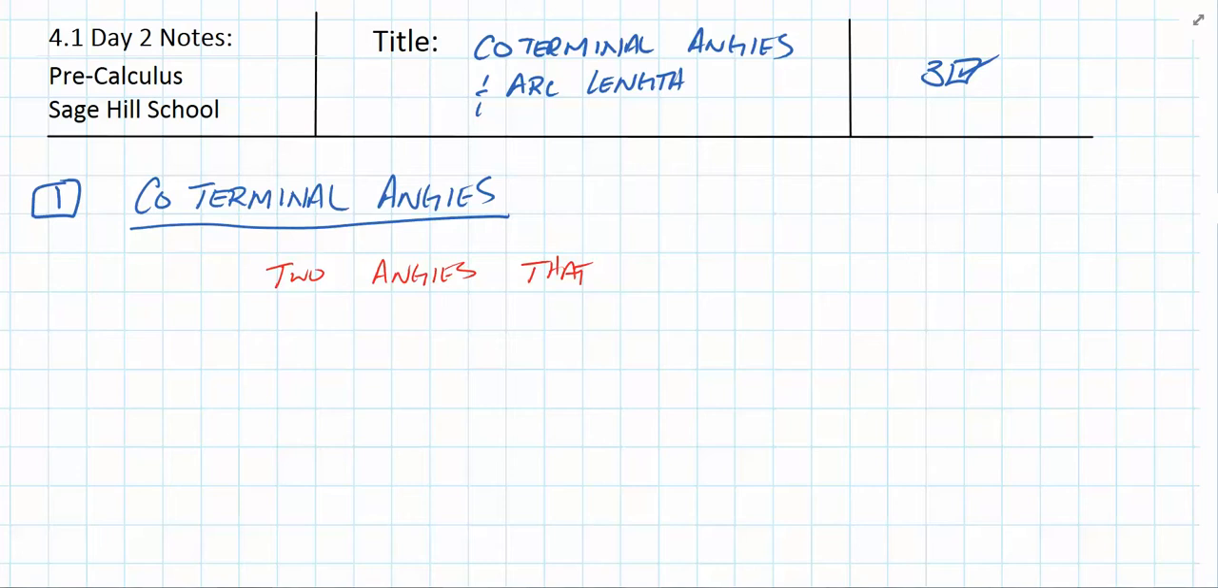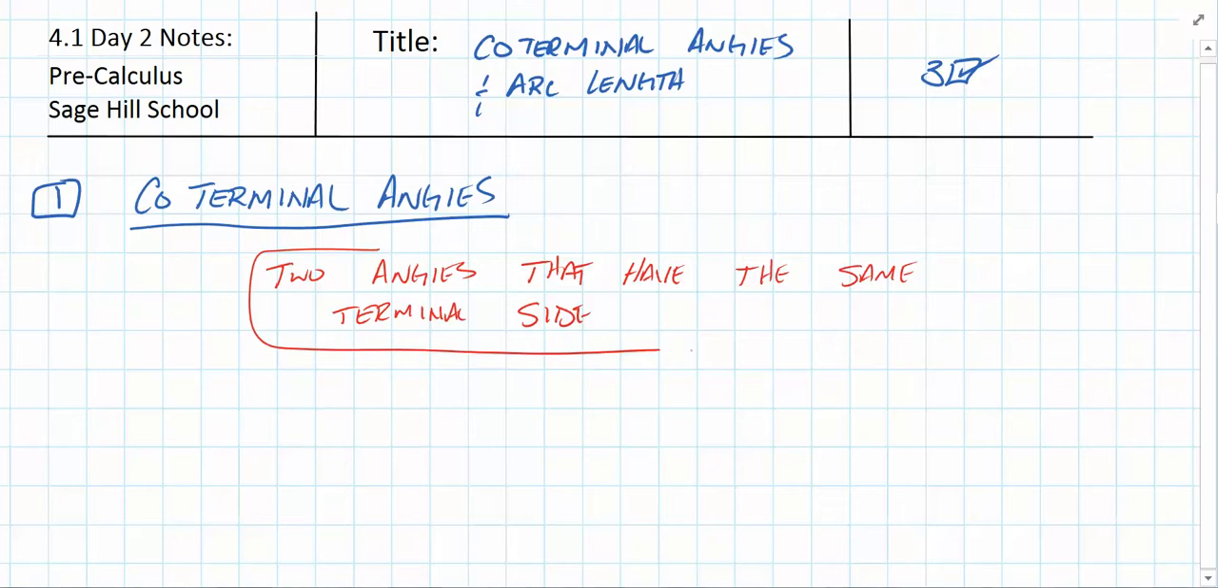What do you think co means? Coterminal. What do you think? Yeah, with. Okay, same, right? So basically, when we're talking about coterminal angles, we're talking about two angles that have the same terminal side. So there is our basic definition for us: coterminal angles are two angles that have the same terminal side.